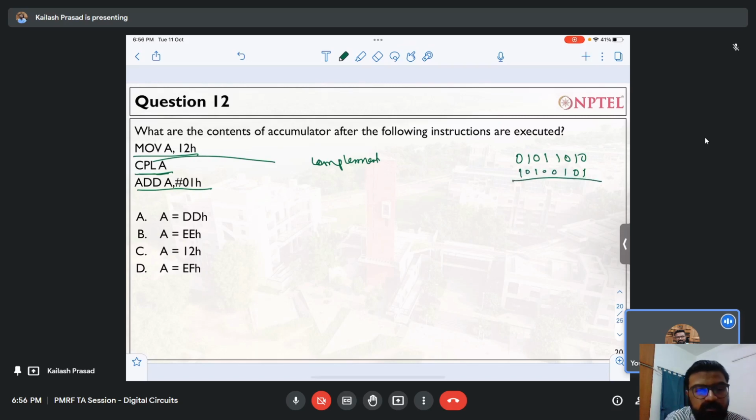1010 0101, right? So it will be a complement. And then what you are doing over here is add A, 01, right? So here A is equal to A plus 1. So what is the operation happening over here? Do you have the name for this operation, whatever has been happening over here? Anybody?